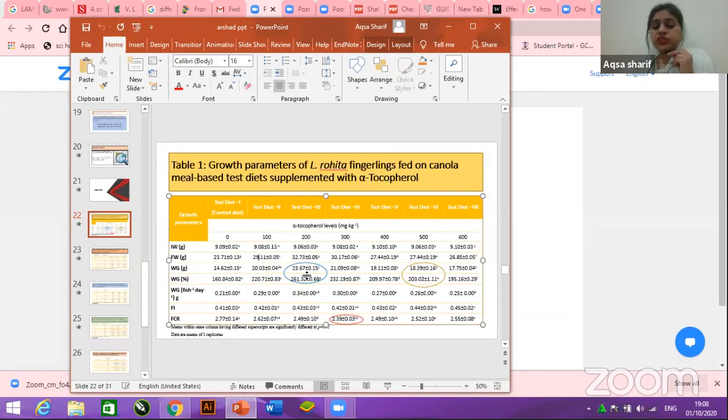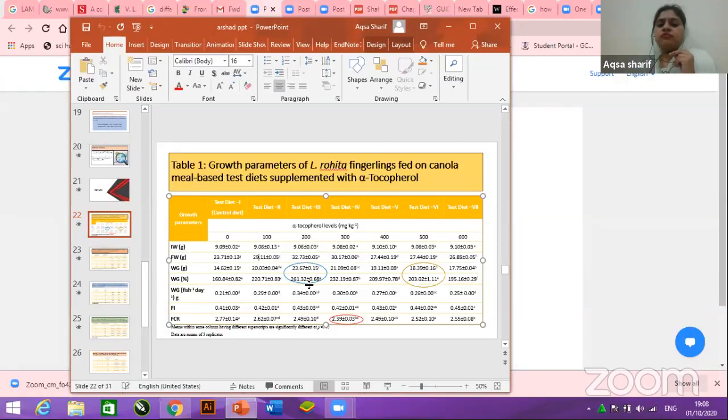Weight gain of the fish was 23.67 gram. Initial weight was 9 gram, and the final weight was 23 gram. And weight gain percentage was 261%. I think that's the big achievement of my research.